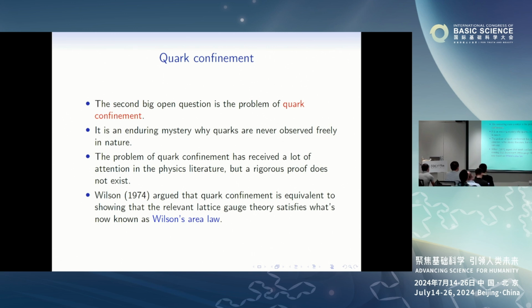In 1974, Ken Wilson argued that quark confinement is equivalent to showing, or not equivalent actually, it follows from the relevant lattice gauge theory satisfying what's now known as Wilson's area law.